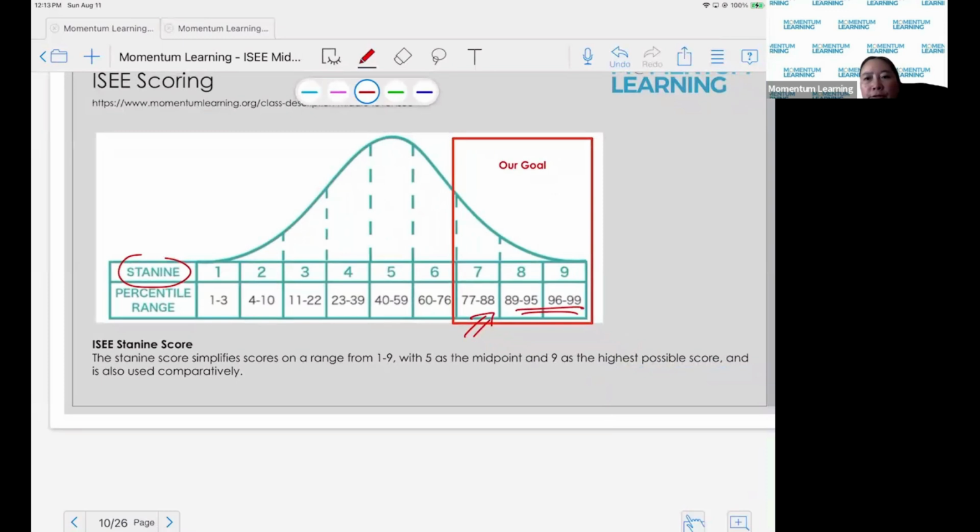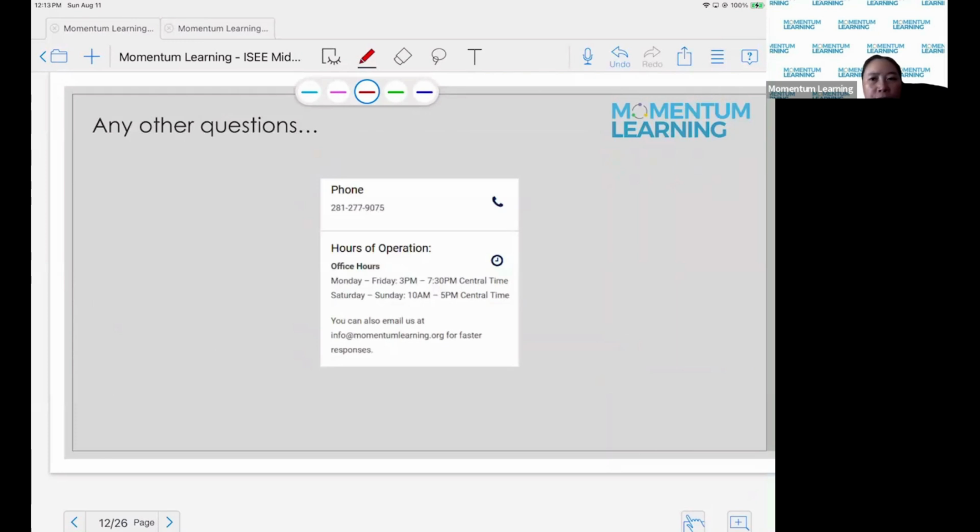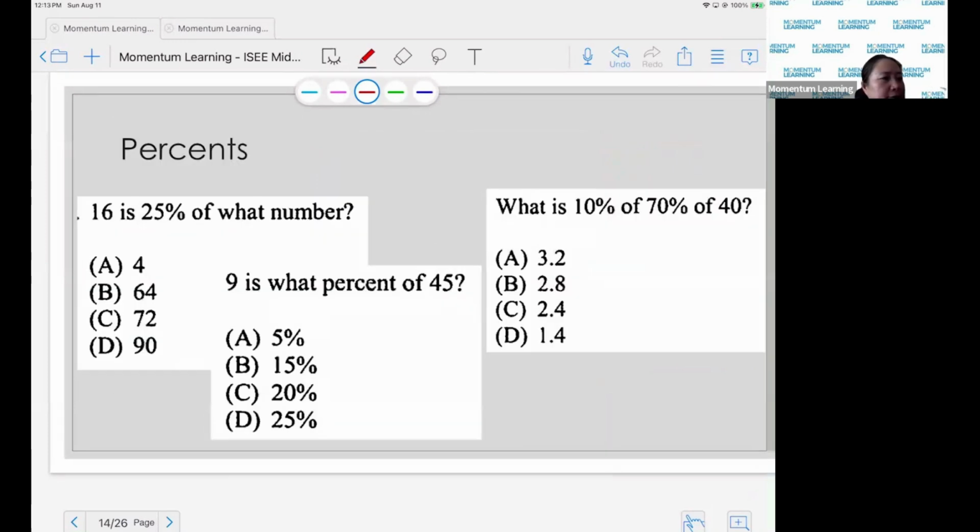Any questions so far? Just about the test, this is just about the test itself. If not, I will start with some examples now. Let's look at some examples.